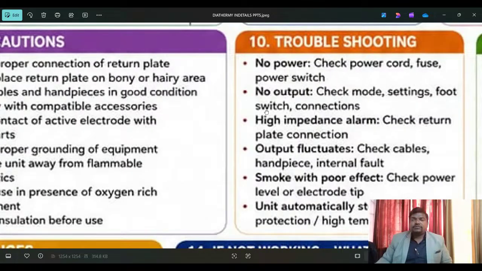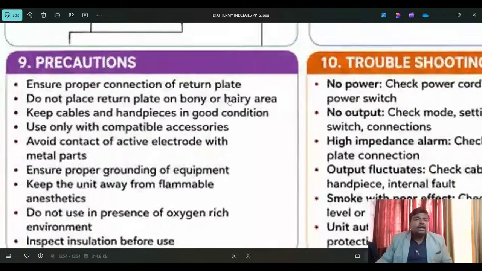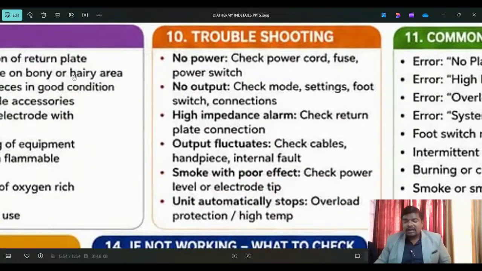Next, the precautions are completed. Now come here, to an important point, that is troubleshooting. So many people may think, sir, why all this information, sir?